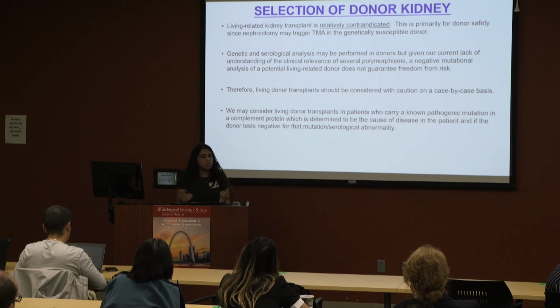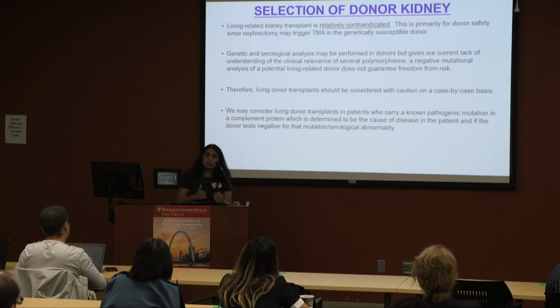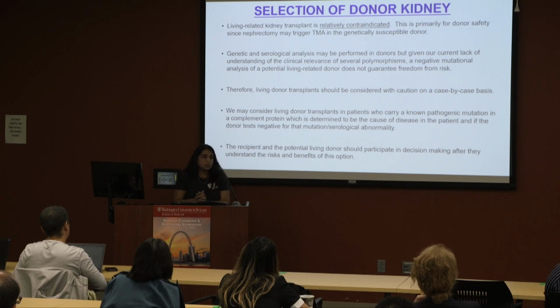And one situation where you can potentially accept a living-related donor is if you have truly identified a mutation in the recipient, and you know that mutation is the cause of aHUS in the recipient, and the donor does not carry that mutation. And of course, it is shared decision making. The donors and the recipients have to be aware of the risks altogether.